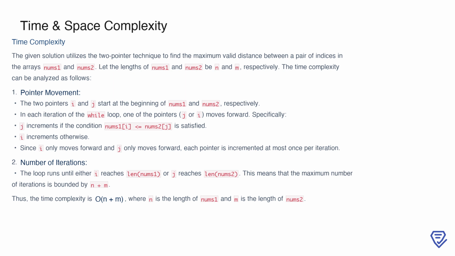Importantly, both pointers only move forward, and each can increment at most once per iteration. The loop itself terminates when either i reaches the end of nums1 or j reaches the end of nums2. This means the total number of iterations is at most the sum of the lengths of the two arrays, n plus m, giving the algorithm a time complexity of O(n + m).